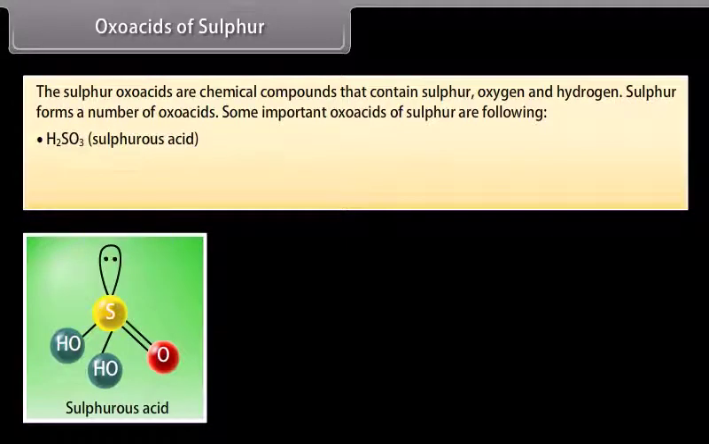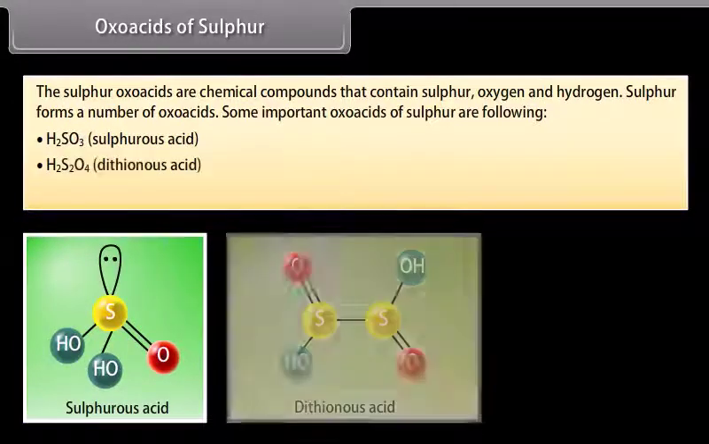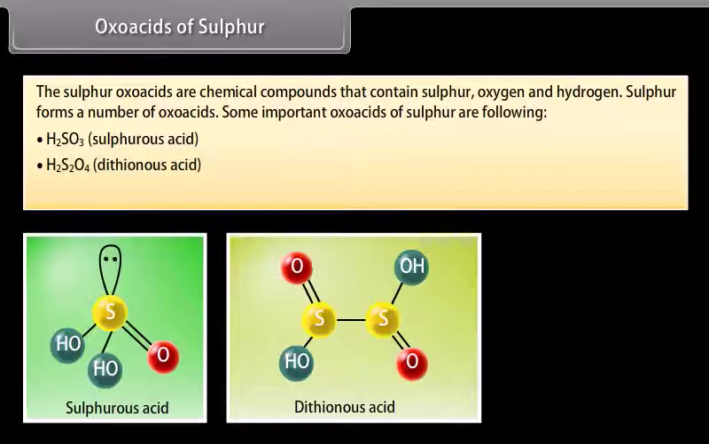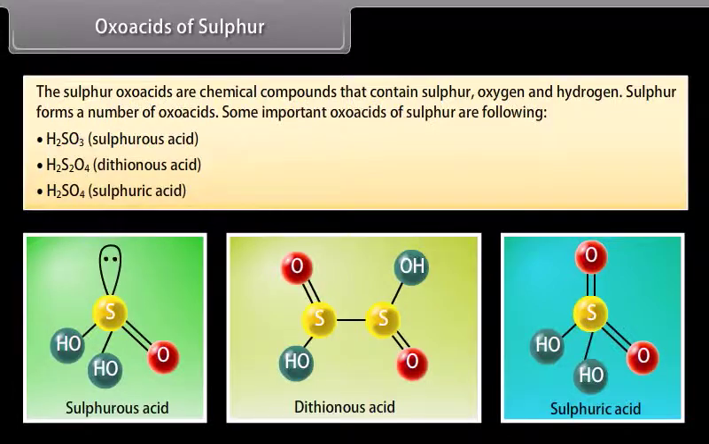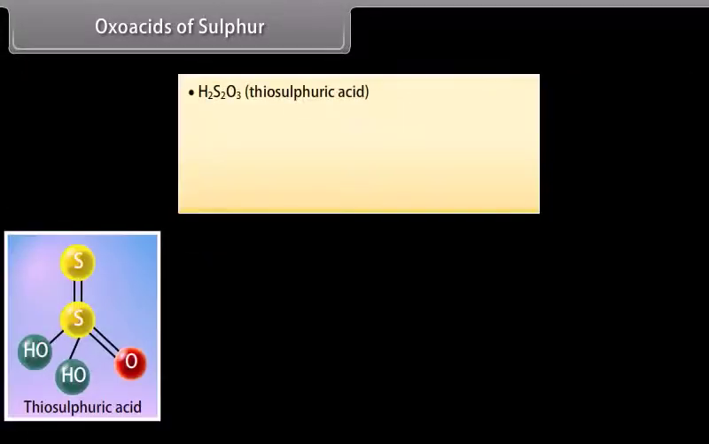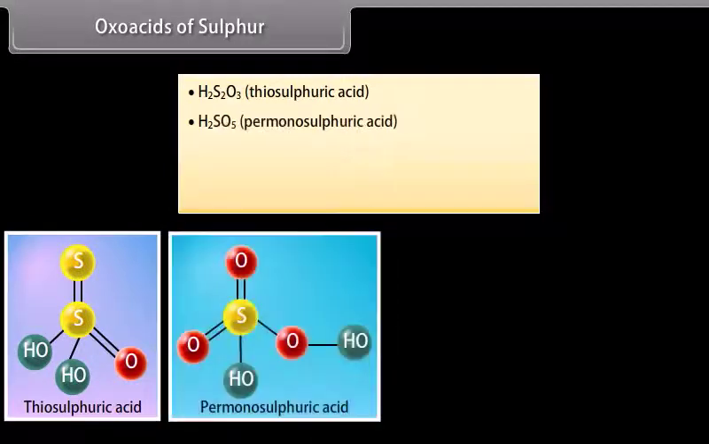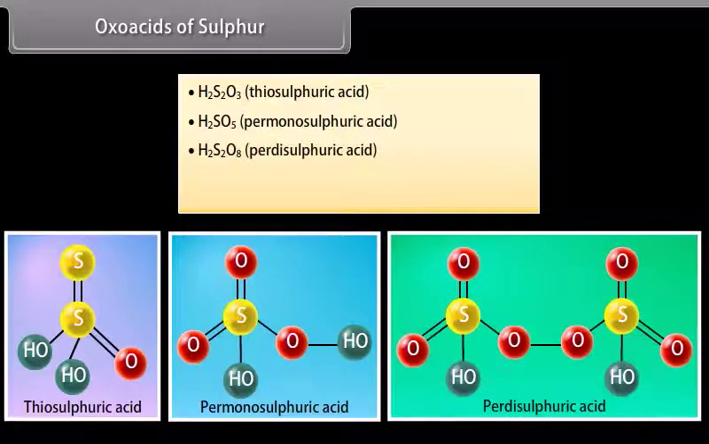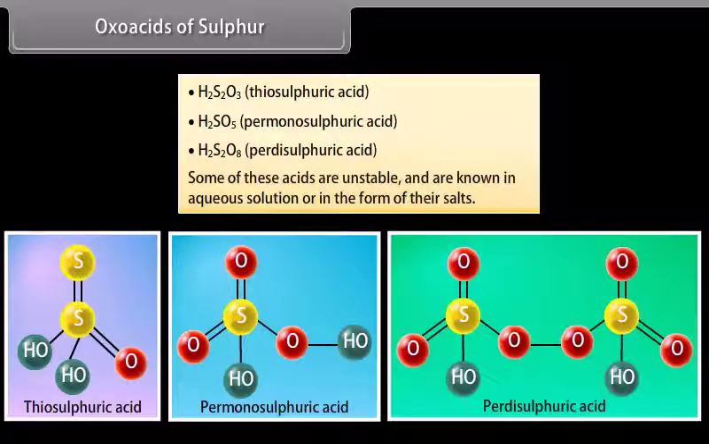H2SO3, sulfurous acid, H2S2O4, dithionous acid, H2SO4 sulfuric acid, H2S2O3 thiosulfuric acid, H2SO5 peroxymonosulfuric acid, H2S2O8 peroxydisulfuric acid. Some of these acids are unstable and are known in aqueous solution or in the form of their salts.